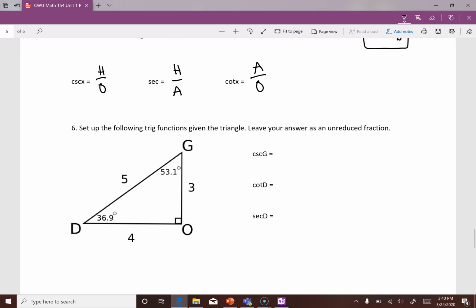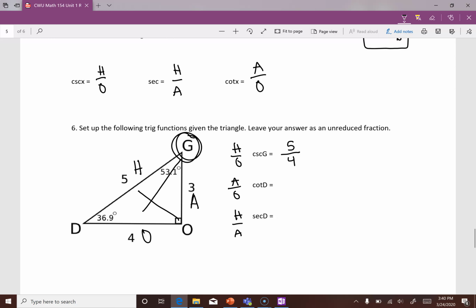Now I'm going to use that on the next problem here. I'm going to remind myself that cosecant is h over o, cotangent is a over o, and secant is h over a. With my angle G here, let's go ahead and label our sides. Circling G right here, I've got my opposite. Across from my 90 is my hypotenuse, and then I have my adjacent. So cosecant of G is going to be 5, my hypotenuse, over my opposite, which is 4.